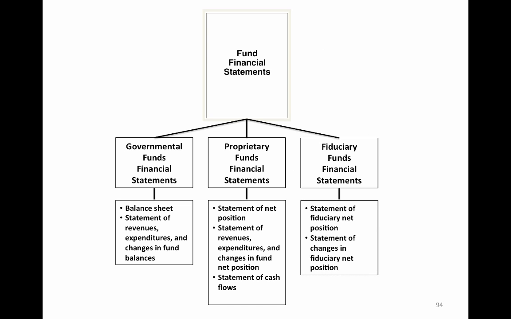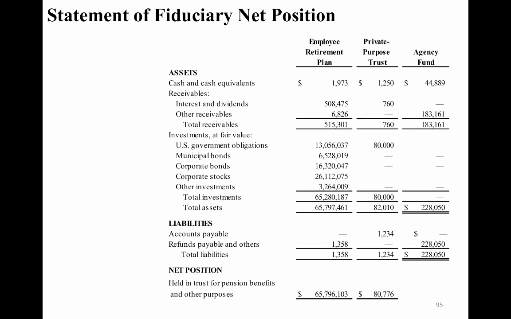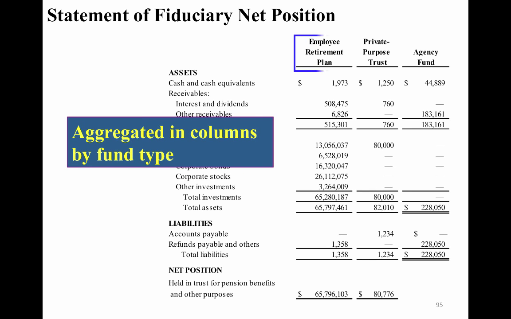There are 2 financial statements for the fiduciary funds. The first is the statement of fiduciary net position. You'll note that the fiduciary fund financial statements aggregate the fiduciary funds by type. So if they have multiple agency funds, they're all under one column. If they have multiple private purpose trusts, they're all in one column.